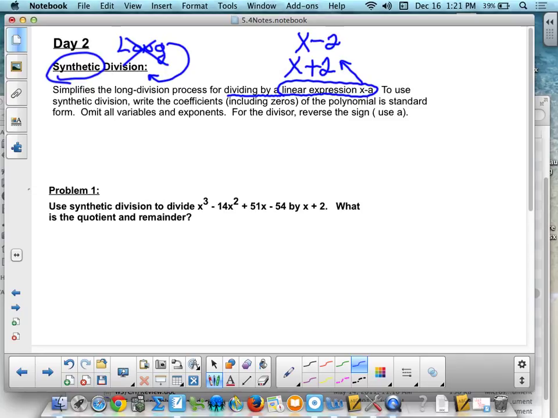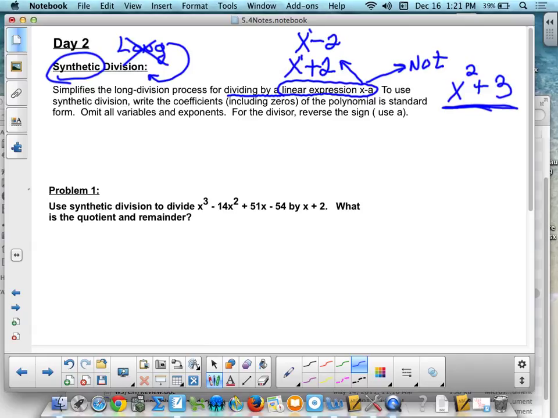Because the exponent above x is 1. If you divide by x plus 2 or x minus 2 or x plus 5, you're good to go. You can go synthetic. When can't you? When you're dividing by x squared plus 3. Why doesn't this work? Because that's quadratic. You're dividing by a quadratic. Quadratics don't work with synthetic. So synthetic only works when you're dividing by x to the first. Okay? Simple? Okay. Now, keep reading.